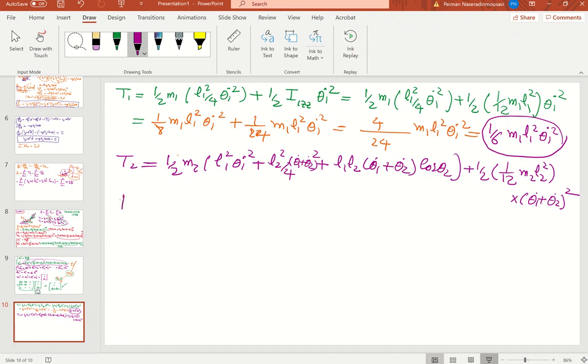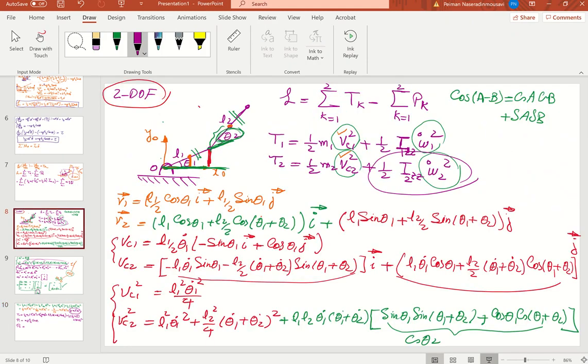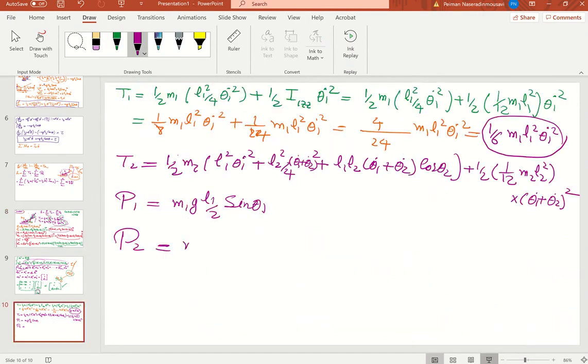And now P1 is obviously going to be M1 G L1 over 2 sine theta 1, and P2, no doubt from trigonometry you have to calculate this again, is M2 G times L1 sine theta 1 plus L2 over 2 sine theta 1 plus theta 2. Bingo! These are the only terms.